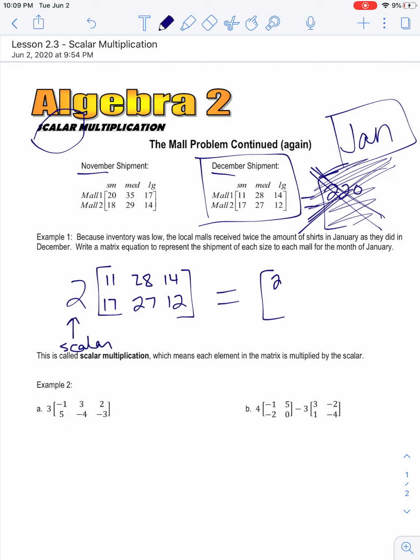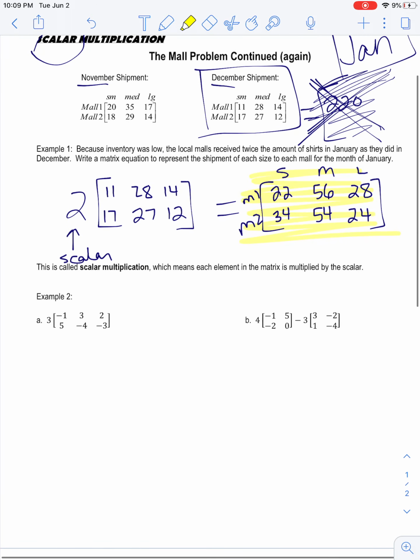So when I take 2 times 11, I get 22. 2 times 28 is 56. 2 times 14 is 28. 2 times 17 is 34. 2 times 27 is 54. And 2 times 12 is 24. And if I include the labels now with my answer, I've got small, medium, and large for those columns. This is mall 1 and mall 2, and there is my answer. So with scalar multiplication, once again, it just means that each element in the matrix is multiplied by the scalar, that number out in front.